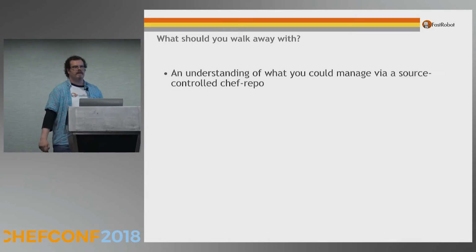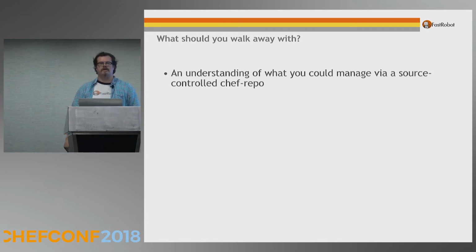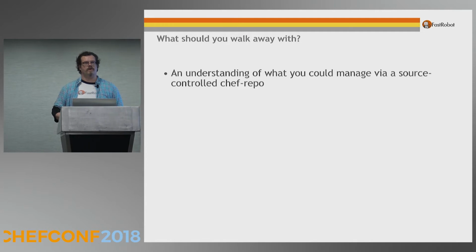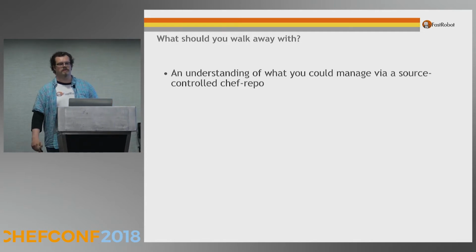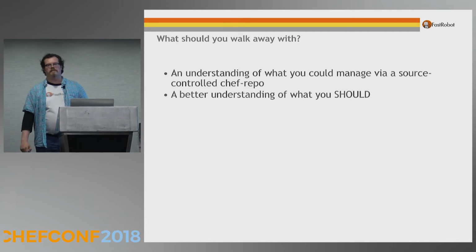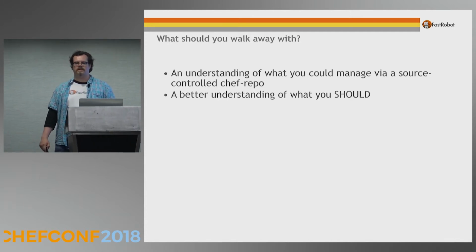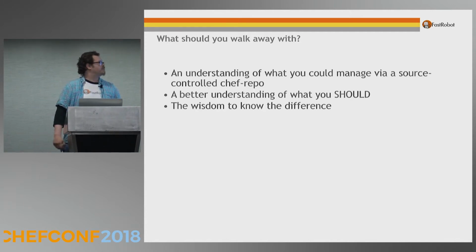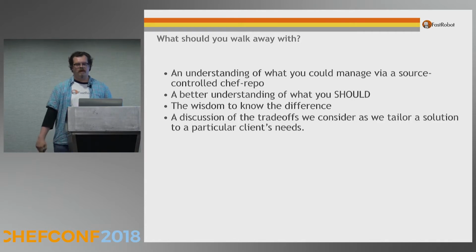What do I want you to have at the end of this? I want you to talk about all the things you could manage via a Git-based ChefRepo. And I'm going to define this so it's not so confusing. But more importantly, I want to know what you should manage via the API and via Git processes in ChefRepo. And of course, the wisdom to know the difference between the two.